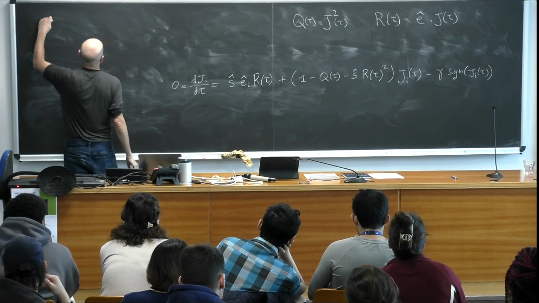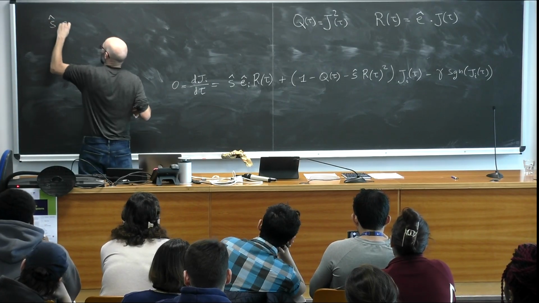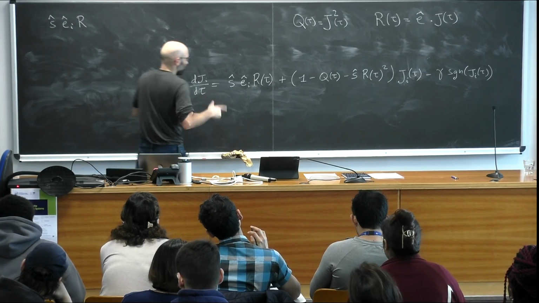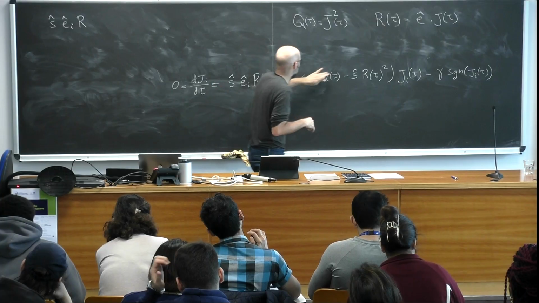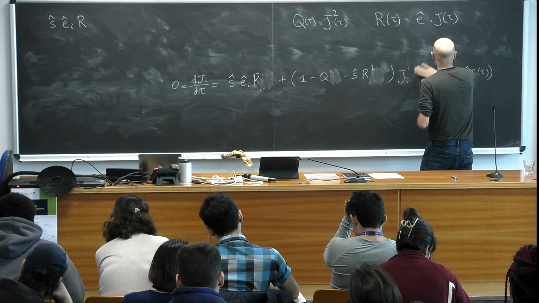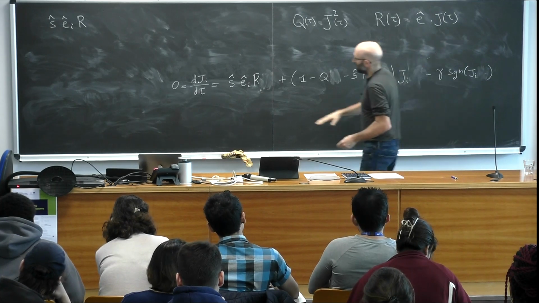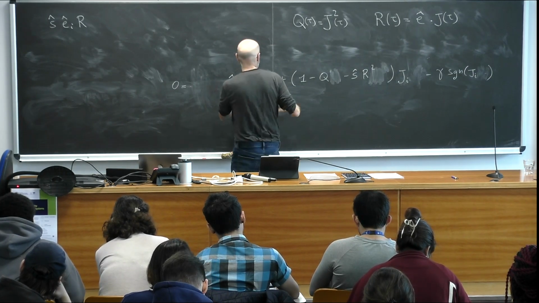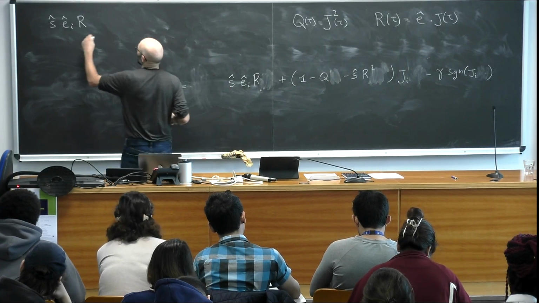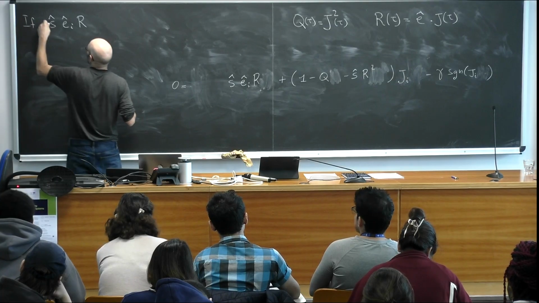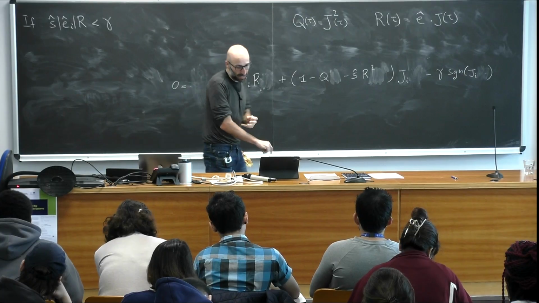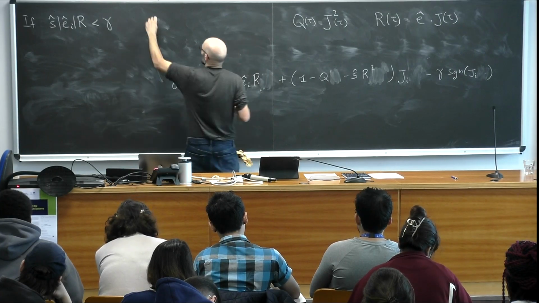So if S times E hat times R, I'm looking for a stationary solution, so R will be a constant. Everything is a constant right here, so I'm looking for a solution that is a fixed point. So if this term is smaller in absolute value than gamma, then the only possibility is j equal to 0.